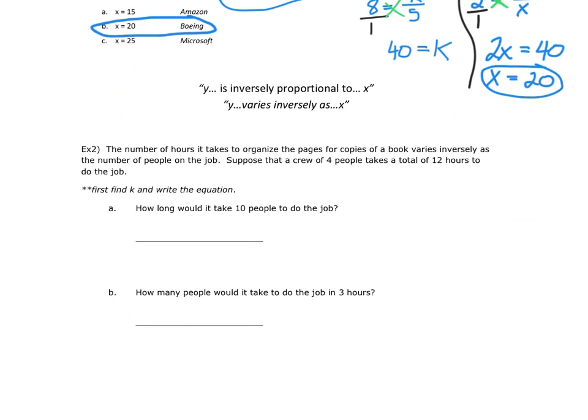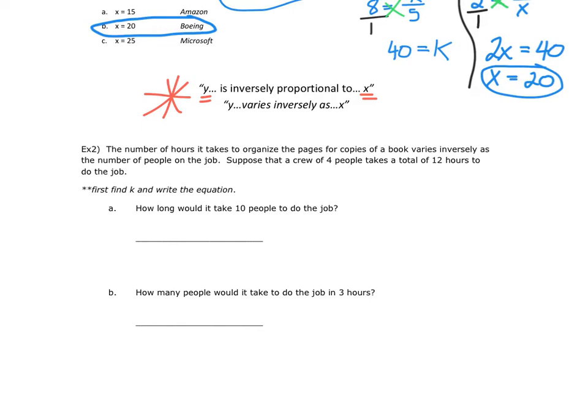So here are some application problems now. Here's the wording to look out for. It's going to help a lot when doing these problems. It's going to tell you that the y is inversely proportional, which means inversely varies, or it'll actually say inversely varies, but it's going to say the y is inversely proportional to x, or y varies inversely with x.